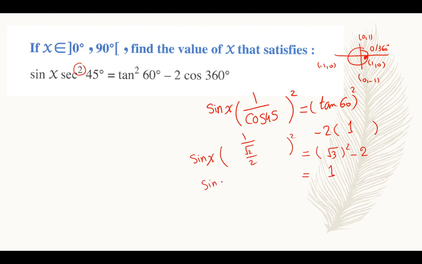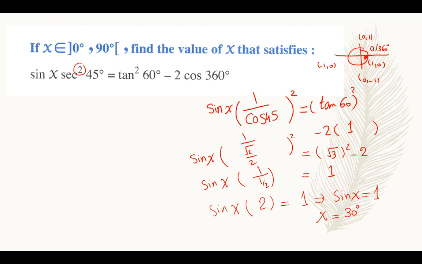Here we have sine x and 1 over root 2 over 2 squared. It will be equal to 1 over 2 over 4, which equals half. So sine x multiplied by 1 over half, which is 2, equals 1. So sine x will be equal to half. By using your calculator, shift sine half, so x will be equal to 30 degrees.